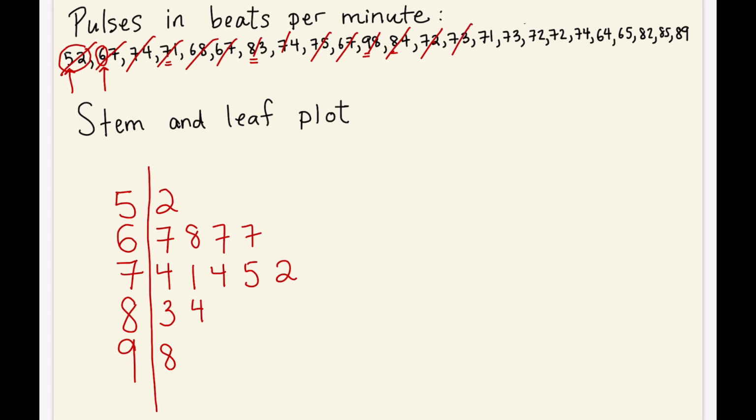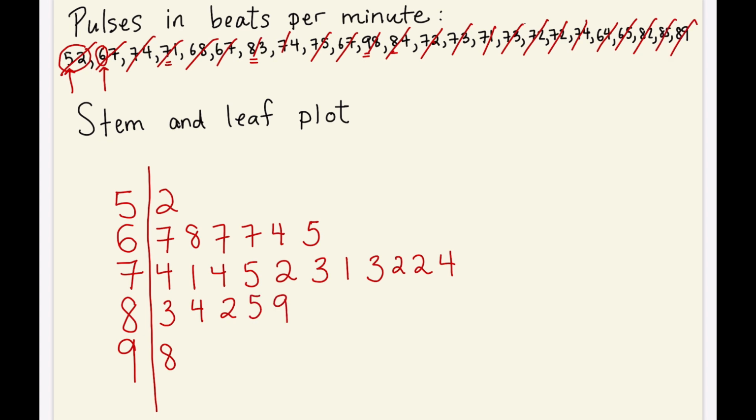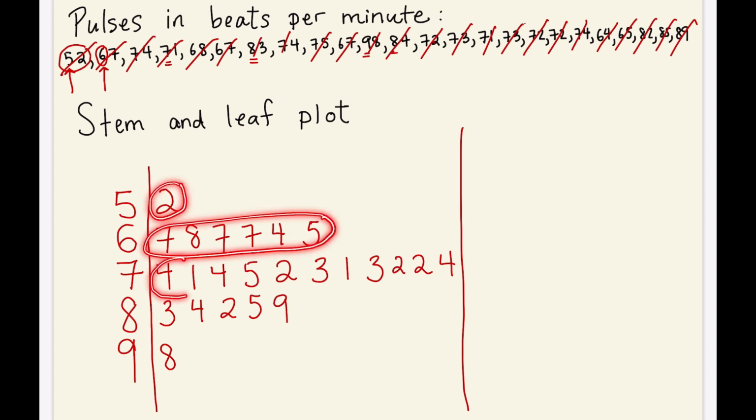72, 73, 71, 73, 72, another 72, 74, 64, 65, 82, 85, 89, and that is it. My final step is to arrange these numbers, which are called leaves, in ascending order. Let me do that next.